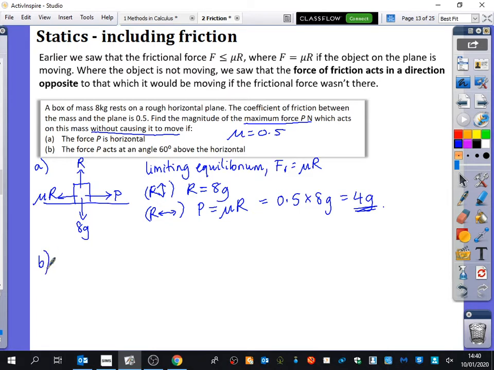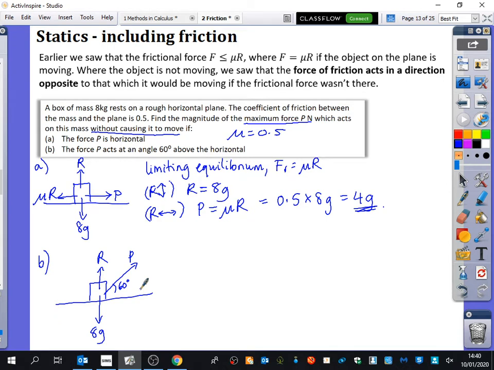This is where things, I think, get a little bit more interesting. So for part B, we are now talking about something slightly different. The force P acts at an angle of 60 degrees above the horizontal. So I'm just going to redraw the diagram for a second. I've still got my 8g, I've still got my normal reaction. This time I've got P, and it is 60 degrees above the horizontal.